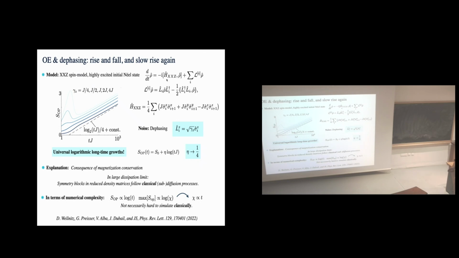You start with a state which is not an eigenstate. This is a Néel state. It's a highly excited state. So if you have this Hamiltonian, it's going to start to introduce some real entanglement in the system. And that is one contribution to your operator entanglement entropy. The Hamiltonian gives rise to this initial linear growth that you unfortunately cannot see here.